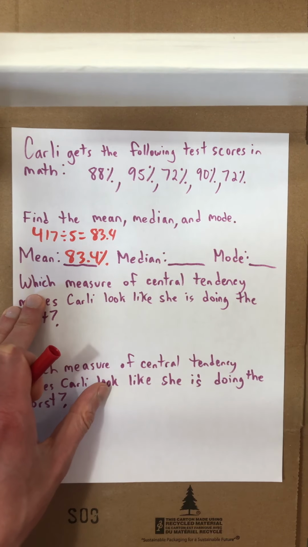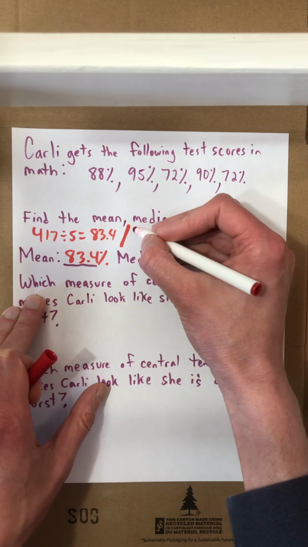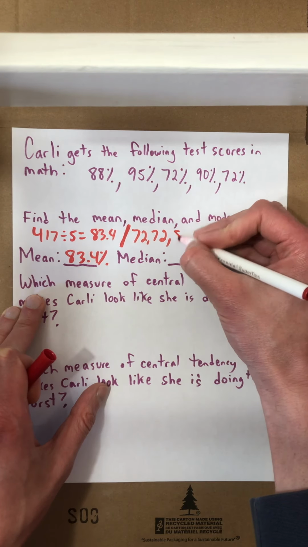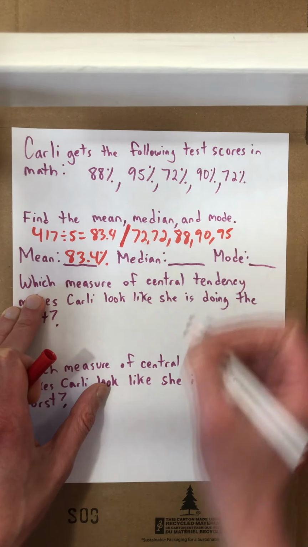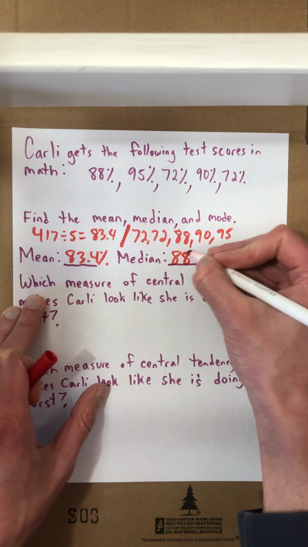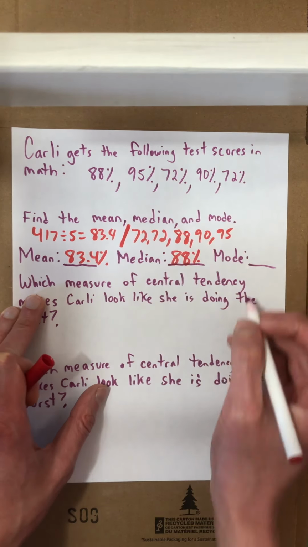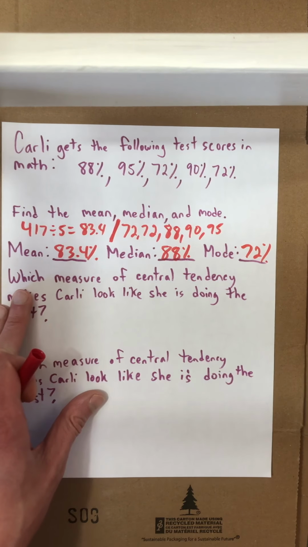For median, we'll have to put them into order. The order for these ones would be 72, 72 again, and then 88, 90, and 95. So the median is the middle, it's right down there. 88% would be the median test score. Mode is the most common one. There's only one that gets repeated more than once, and that's 72%. So the mode for this one would be 72% because it is the most commonly occurring test score.